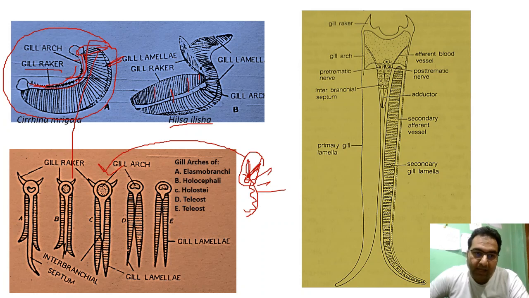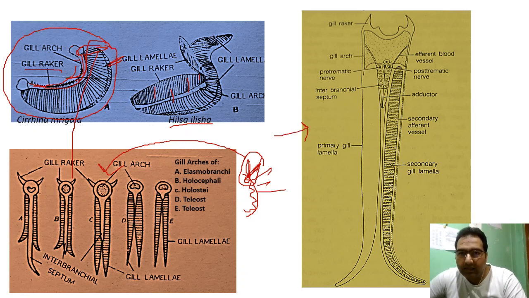So one gill comprises two gill lamellae and gill rakers. And now this is the arch, this is the arch here. Here we are seeing it on a bigger diagram. Here we are seeing the gill rakers, then this is the gill arch, and then this is one gill lamella, this is the second gill lamella.